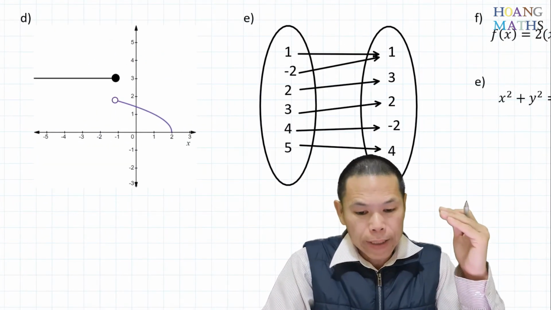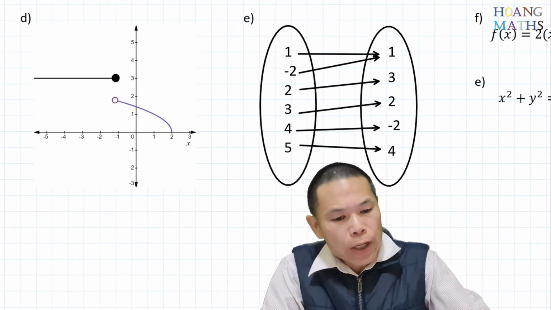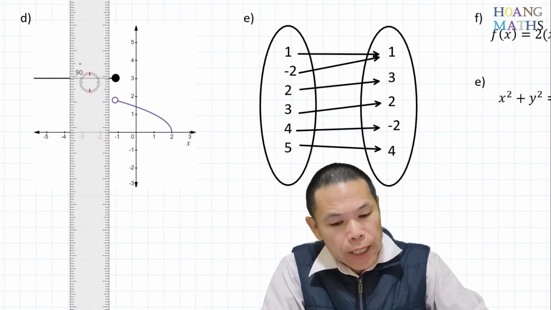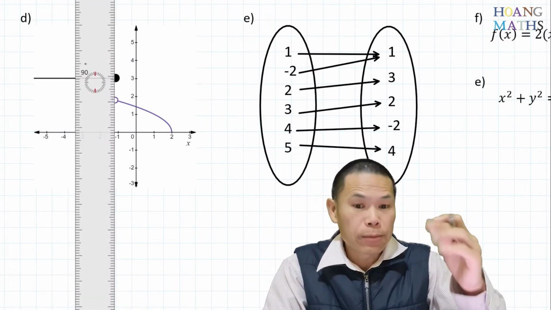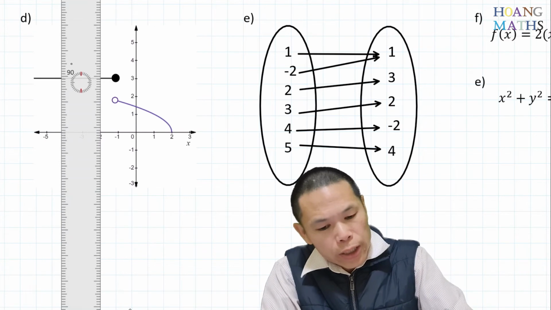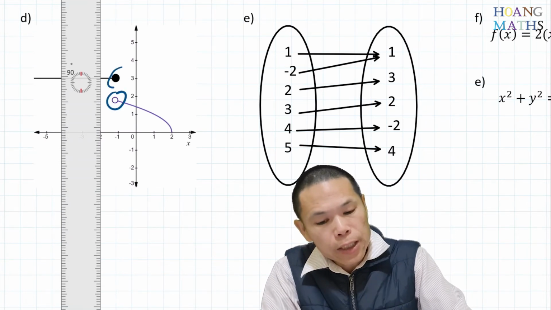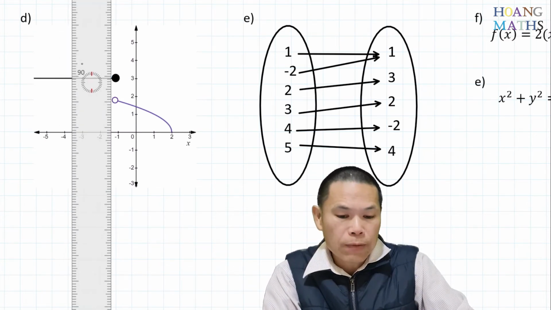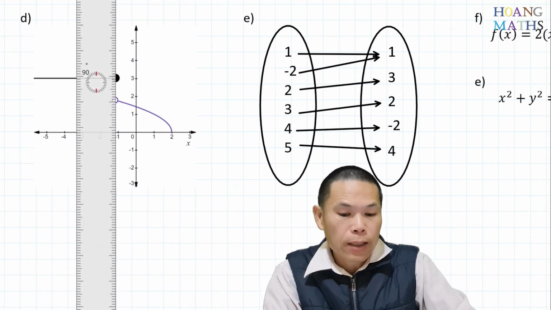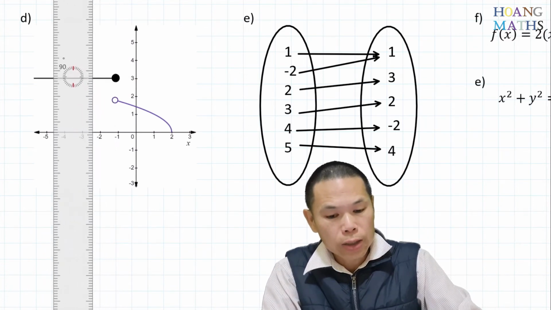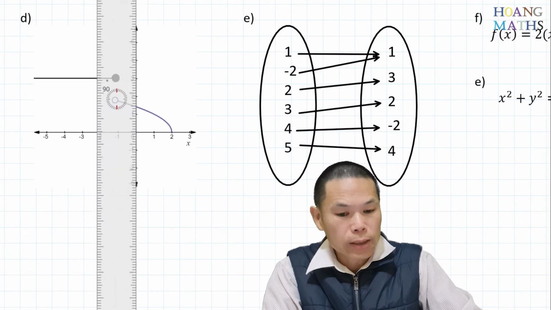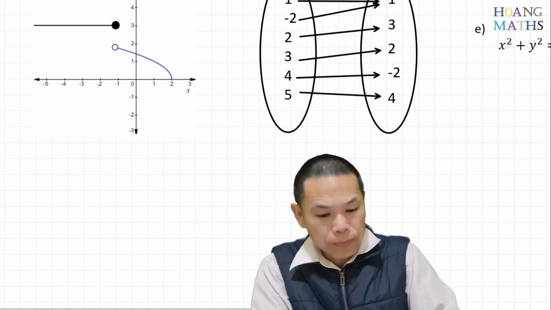Next one, part D. You can see if I draw a vertical line down in here, it doesn't cut twice because this one here is not inclusive and this is inclusive. So therefore it cuts the curve only once. Okay, so you see, it cuts only once along the line. So therefore it is a function.